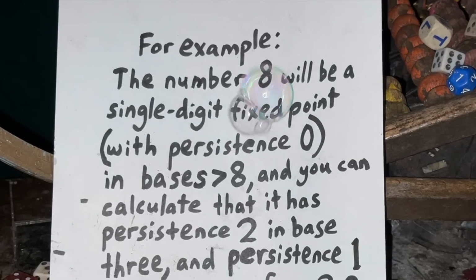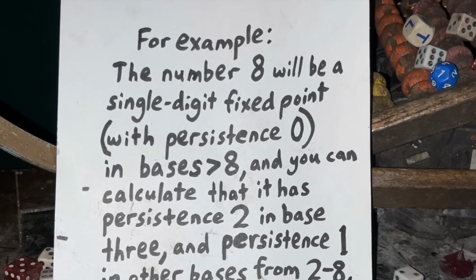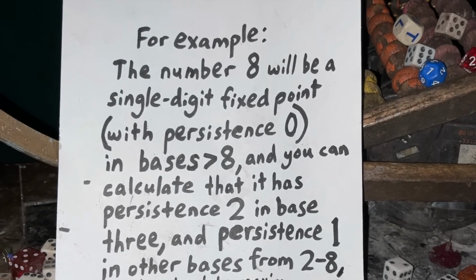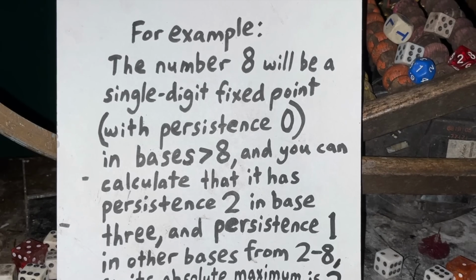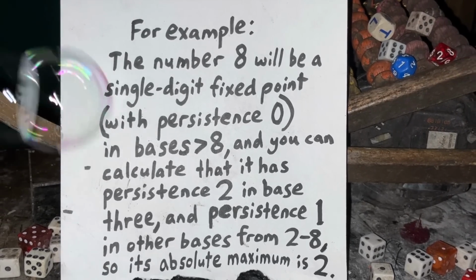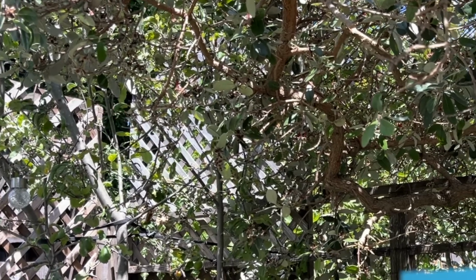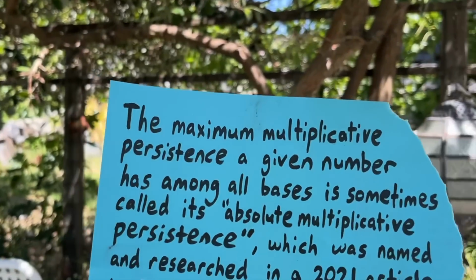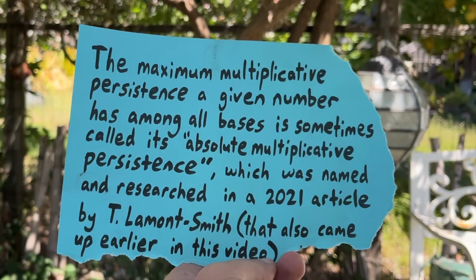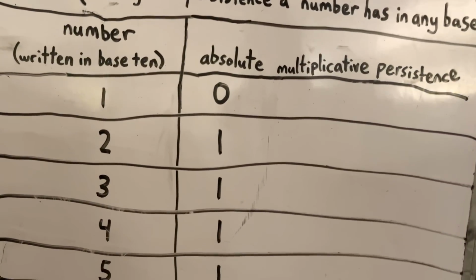For example, the number 8 has a maximum multiplicative persistence of 2, which it has in base 3, and in all other bases it has a smaller multiplicative persistence. The maximum multiplicative persistence a number has in any base altogether is sometimes called that number's absolute multiplicative persistence. And let's look at a sequence of some of these results.